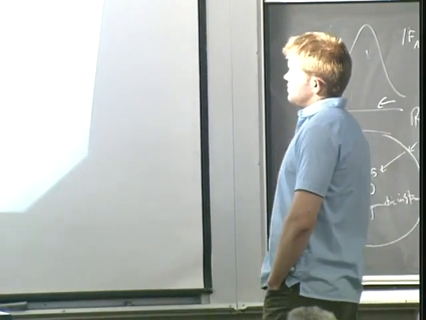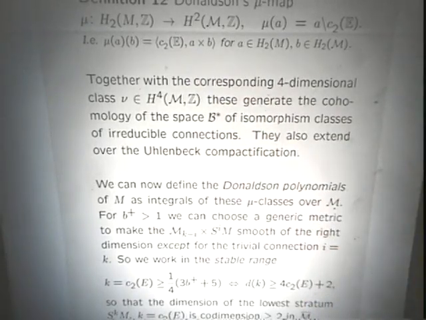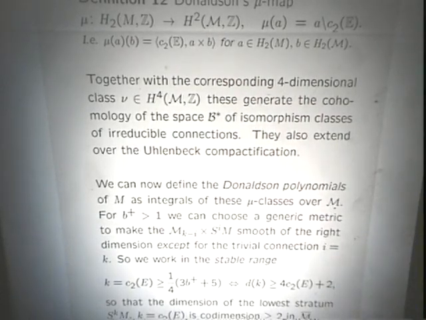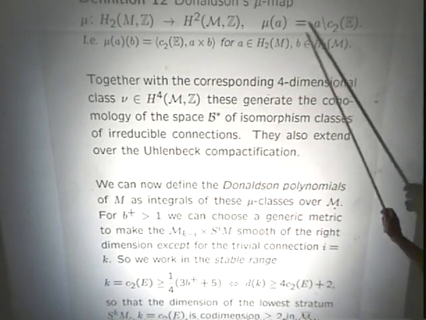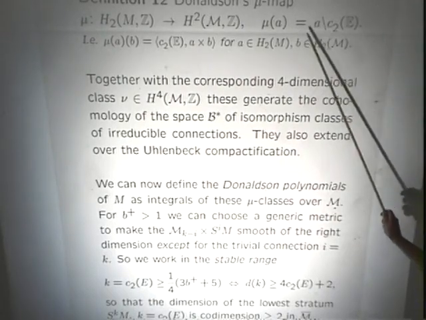So this is Donaldson's mu map. It takes the second homology of the manifold and produces a second cohomology class in fact, the space of all connections is curly B, all connections modulo gauge, but in particular by restriction into the space of connections on the moduli space. And the map is the following. You just take the slant product with this second Chern class that I defined before.